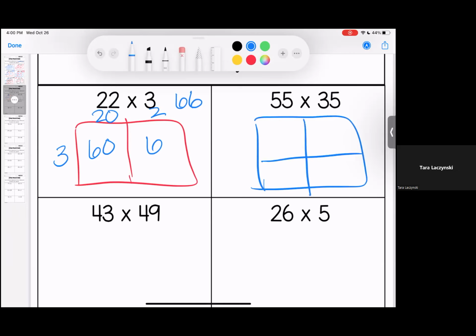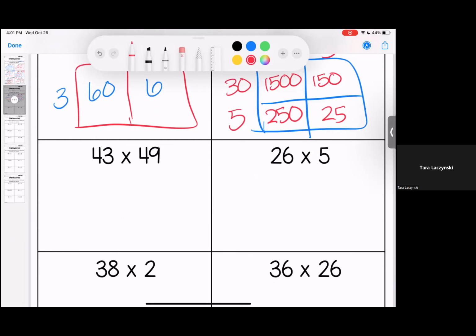2 digits by 2 digits means 4 boxes. 50 and 5, 30 and 5. 5 times 3 is 15 with 2 zeros. 3 times 5 is 15 with 1 0. 5 times 5 is 25, 1 0. 5 times 5 is 25. If we were to add up 1,500 plus 150 plus 250 plus 25, we get to 1,925.